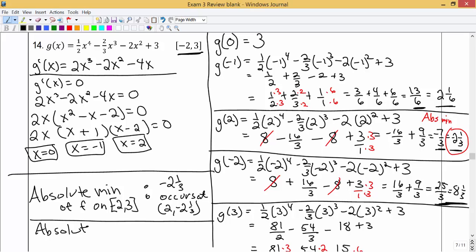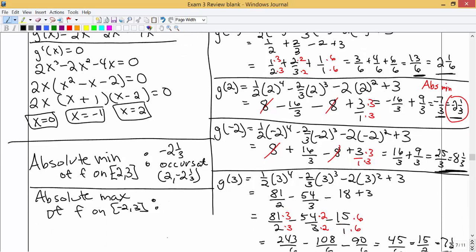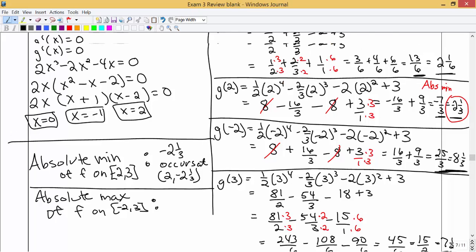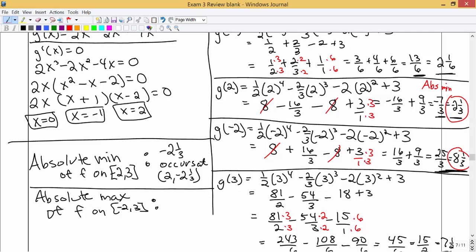Okay, then we also know that we will be able to find an absolute max of this function on this interval. And the absolute maximum value looks like 8 1/3. Looks like the largest value. So the absolute max would be 8 1/3, and it occurs at the point negative 2, 8 1/3.